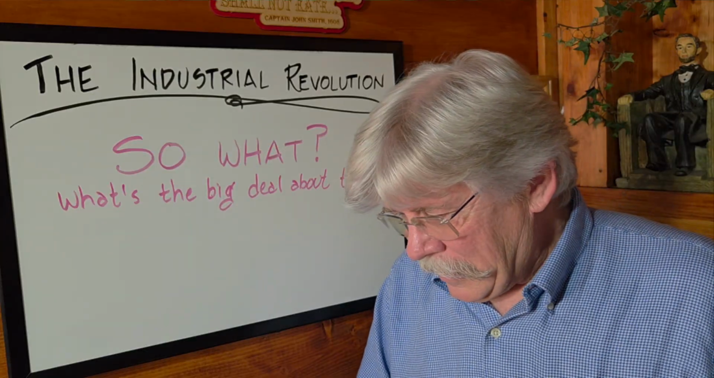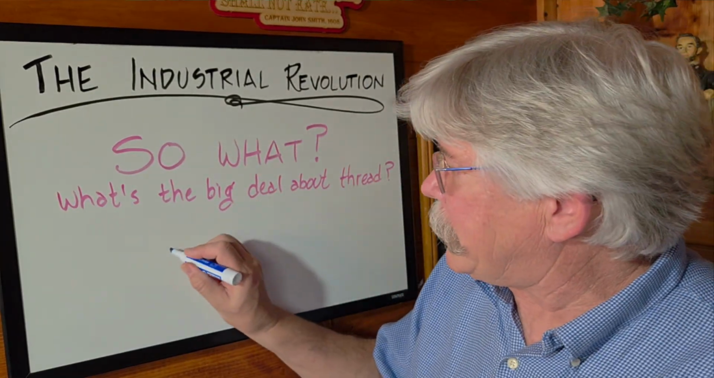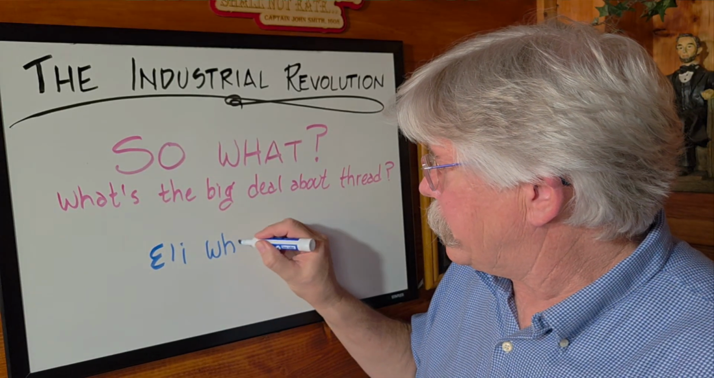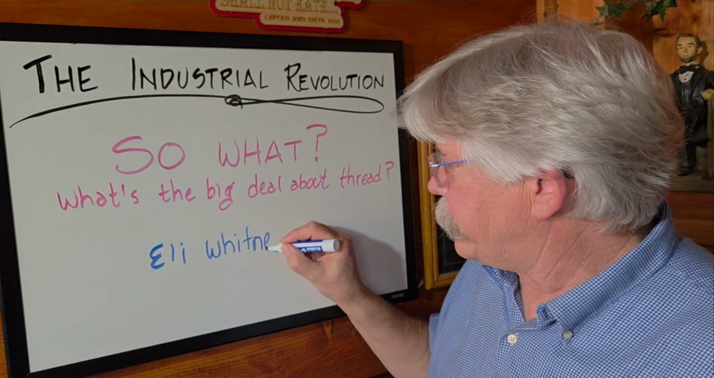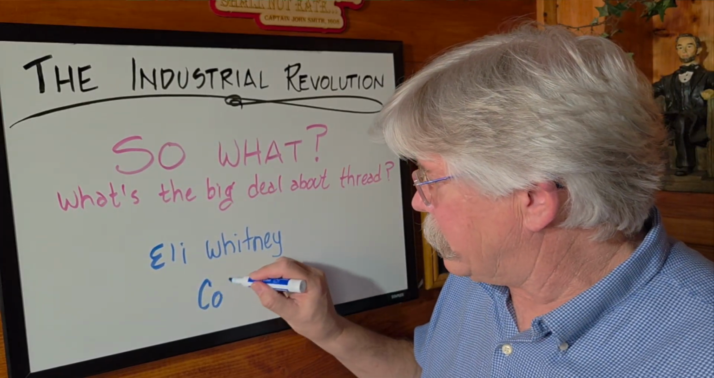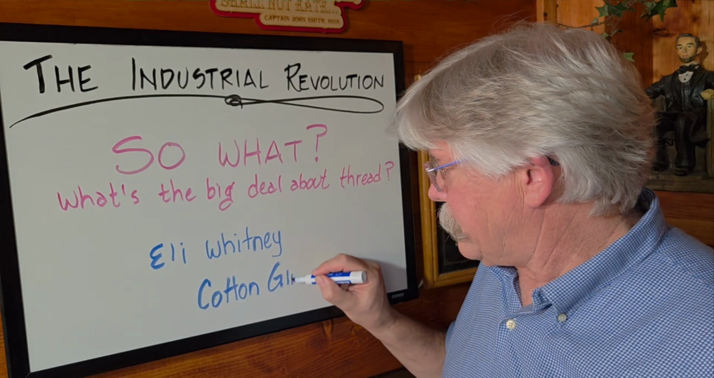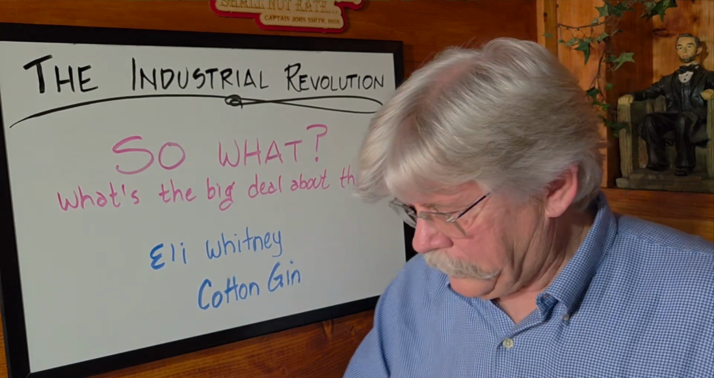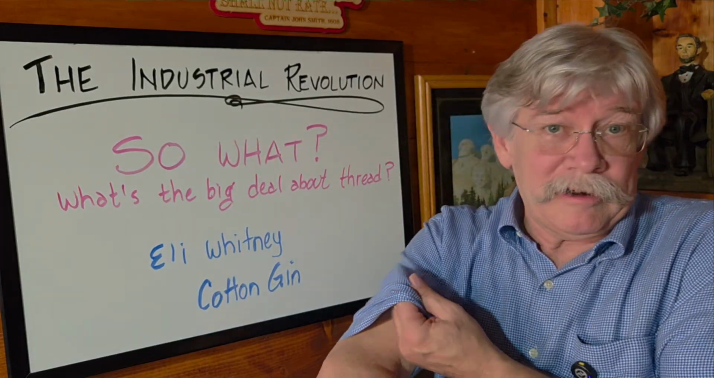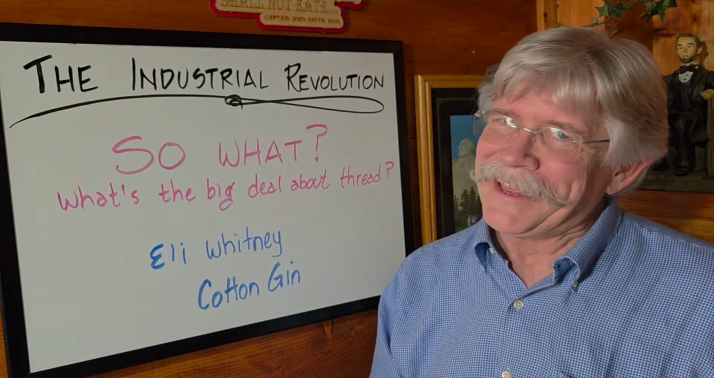And a man by the name of Eli Whitney, you should probably write this down, Eli Whitney, invents a device called the cotton gin. Now what the cotton gin does is makes this. My shirt happens to be cotton. You didn't have cotton shirts back in the day.